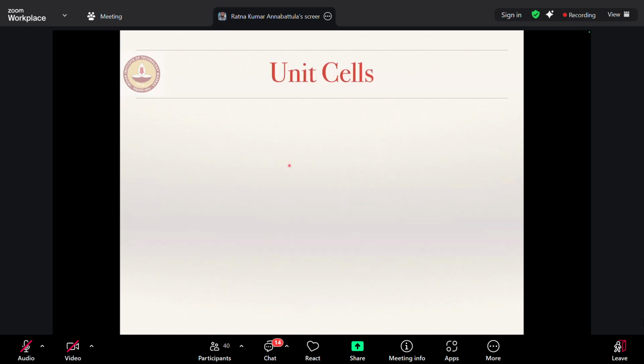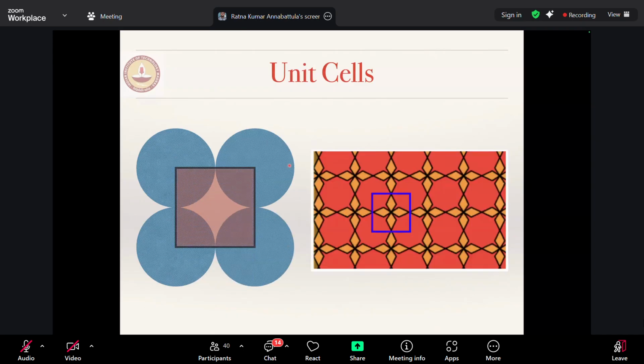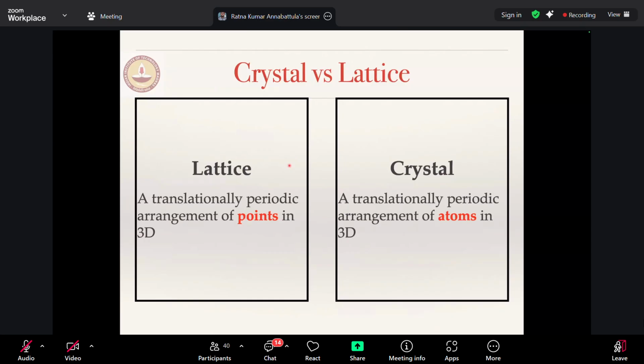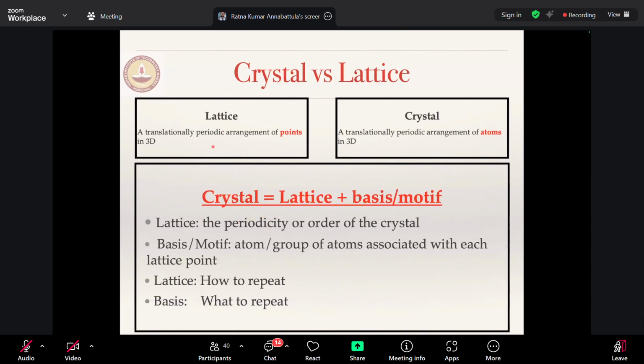We will move on and try to understand the concept of lattice and crystal. As we said, lattice is a collection of points. If those points are occupied by atoms, then it is called a crystal. In other words, crystal is lattice plus some motif or basis, whatever is sitting at those lattice positions. Basically, what lattice tells you is how to repeat the structure, and basis is what to repeat at those points.